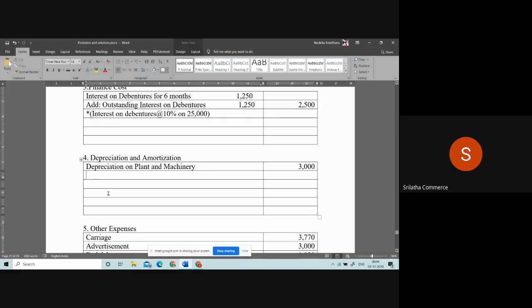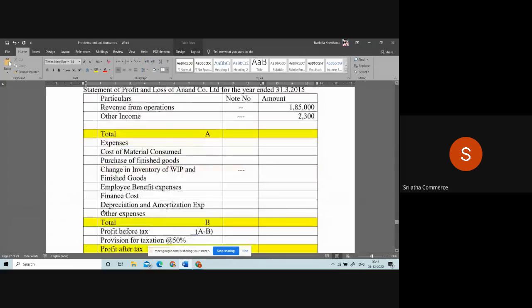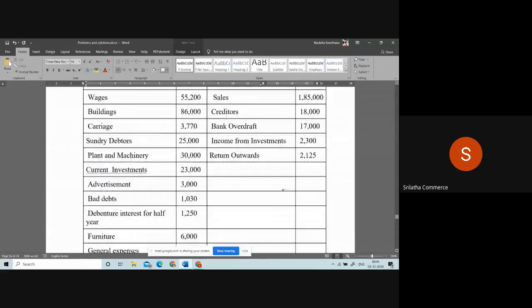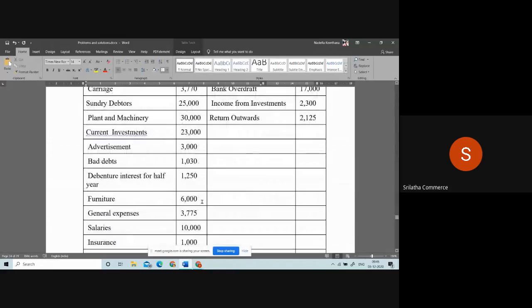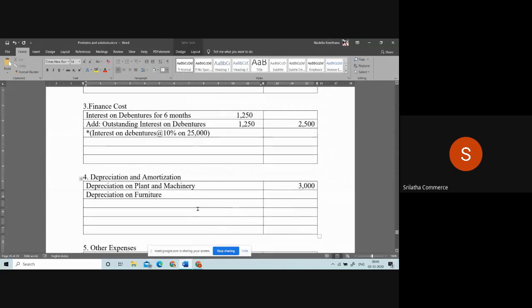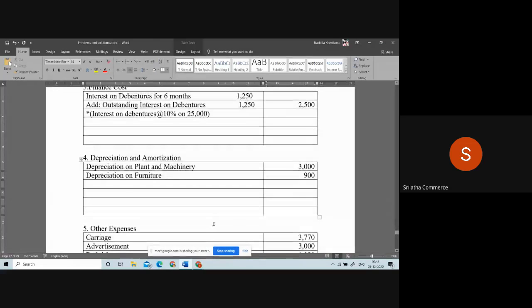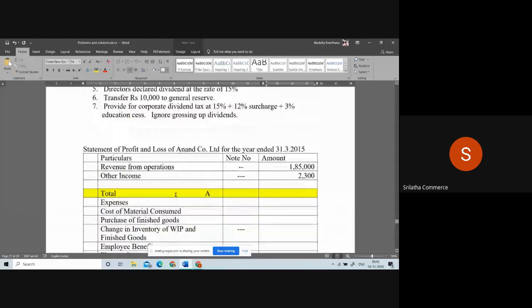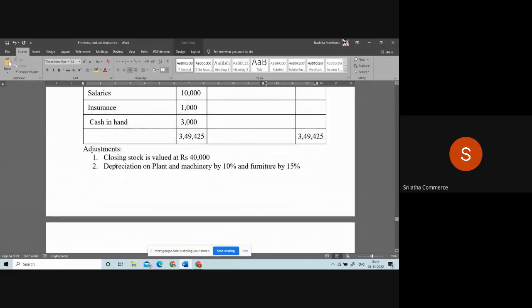And depreciation on furniture, at the rate of 15%. So your furniture is how much? 6,000. 15% of 6,000 comes to 900. Okay. The other effect we deduct from the assets under the heading tangible assets. Now, first point over, second point over.